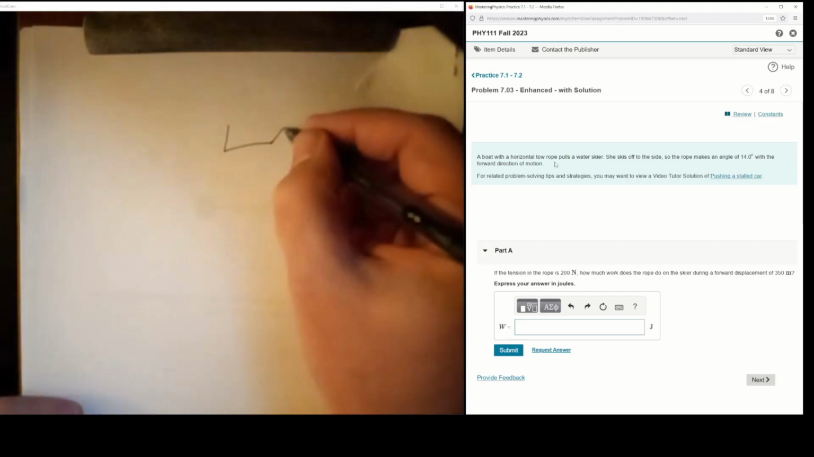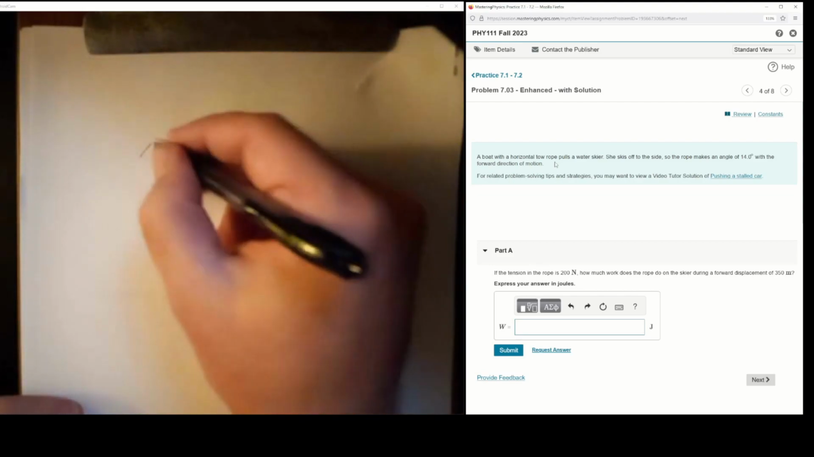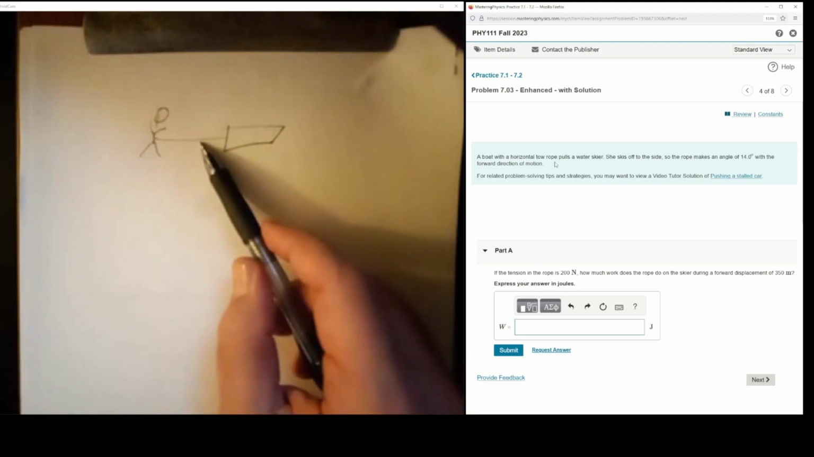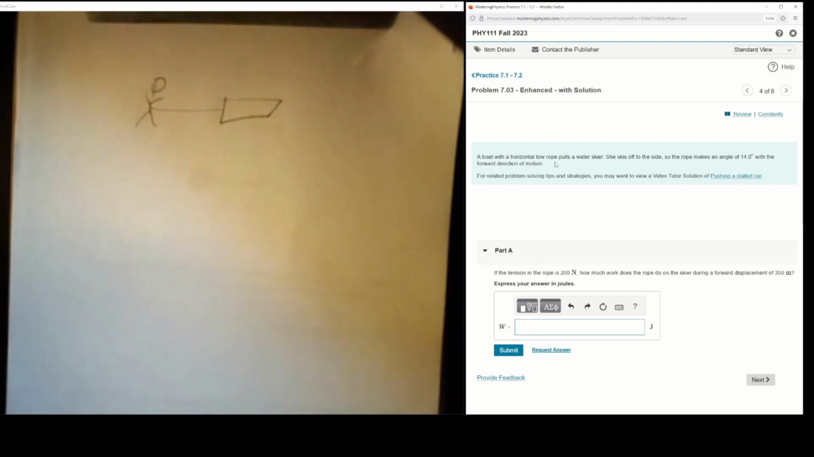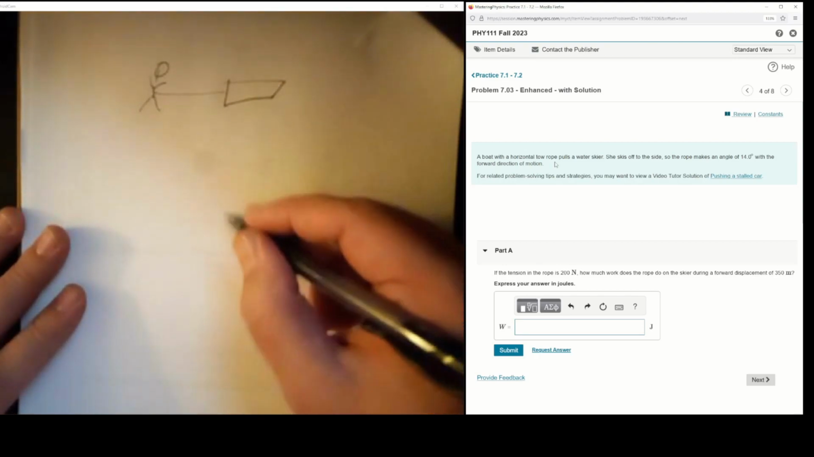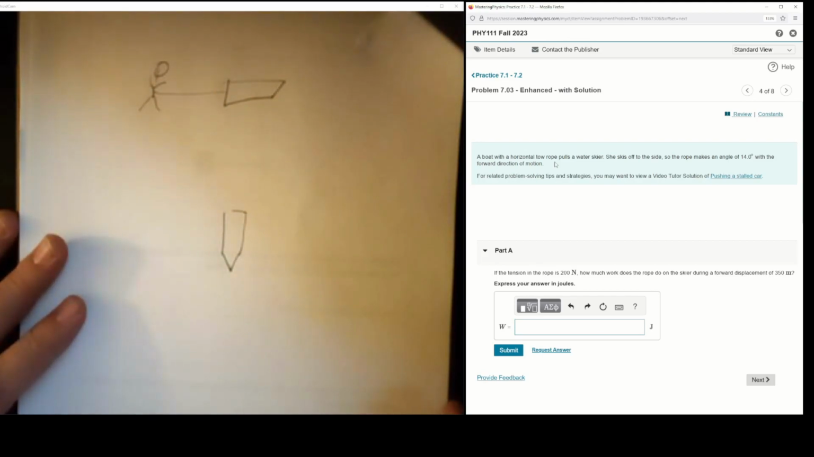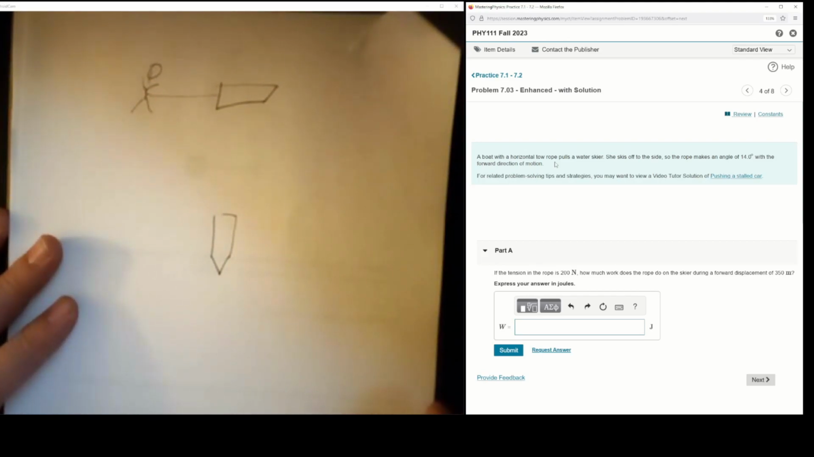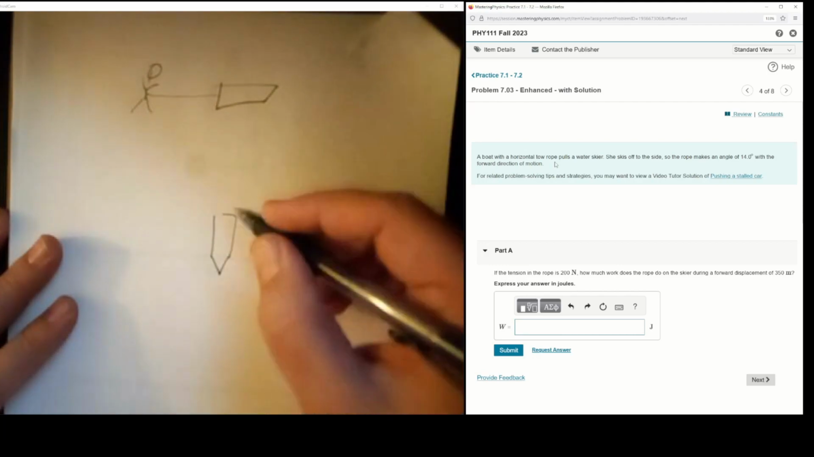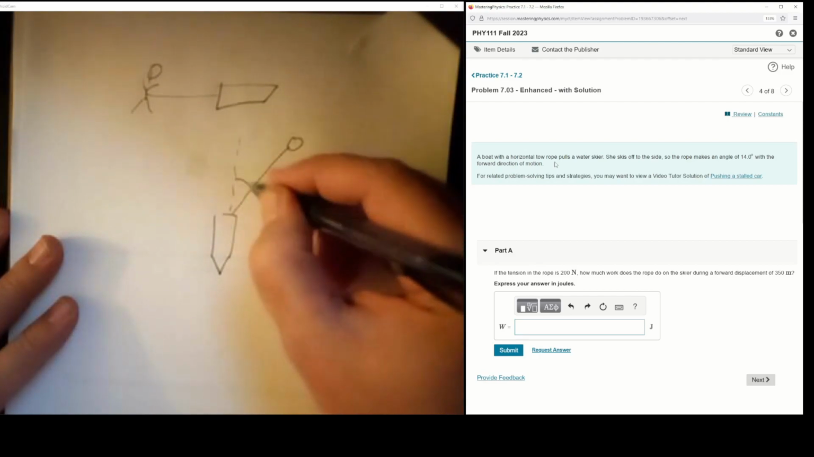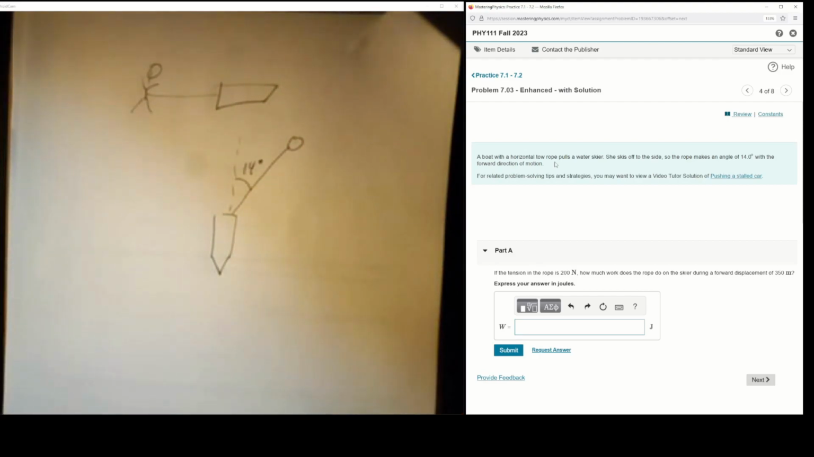So we're going to need a top-down view for this one. If I try to draw my boat sideways and my skier over here, it's hard for me to indicate this given angle of 14 degrees. So we'll need a top-down view picture for this. Looking down on the boat, there it is, and the skier is off to the side at 14 degrees.